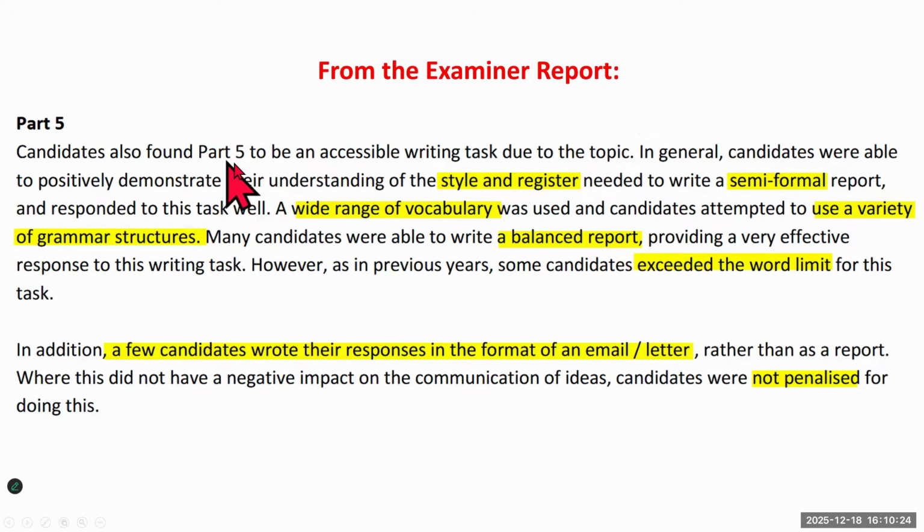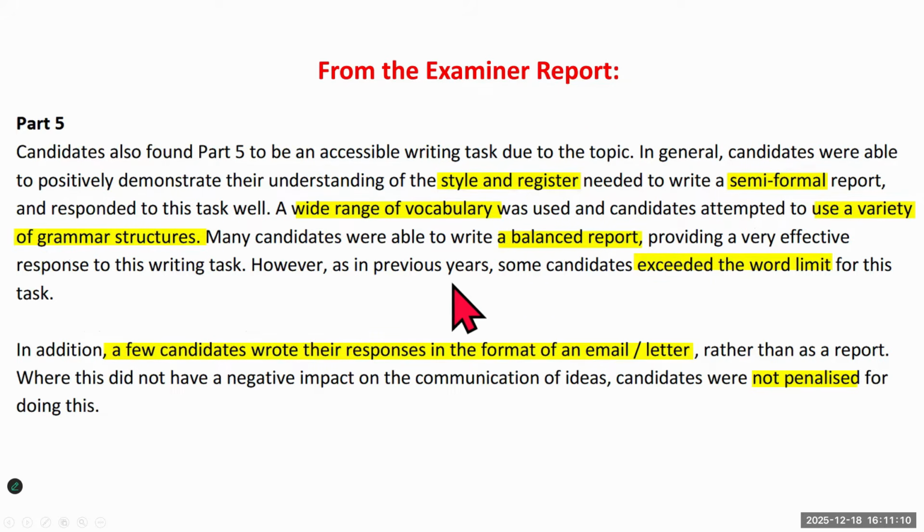Candidates also found part 5, now it's called question 2, to be an accessible writing task due to the topic. In general, candidates were able to positively demonstrate their understanding of the style and register needed to write a semi-formal report and responded to this task well. A wide range of vocabulary was used, and candidates attempted to use a variety of grammar structures. Many candidates were able to write a balanced report, providing a very effective response to this writing task.